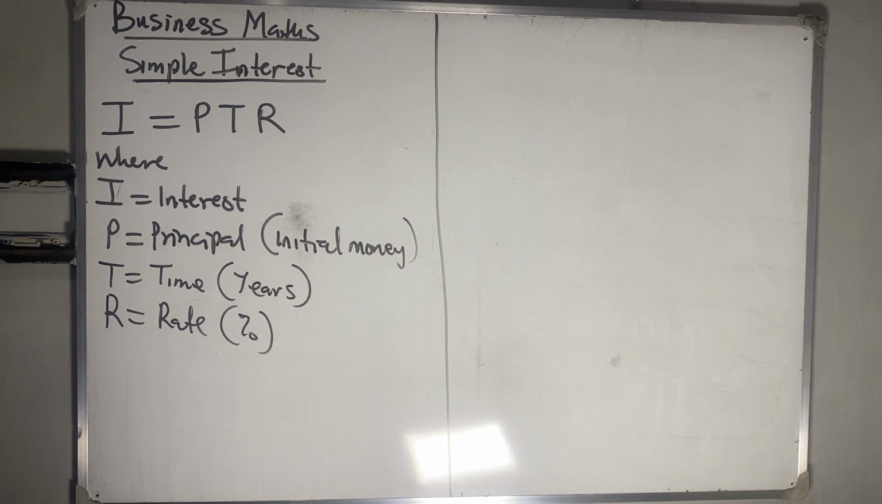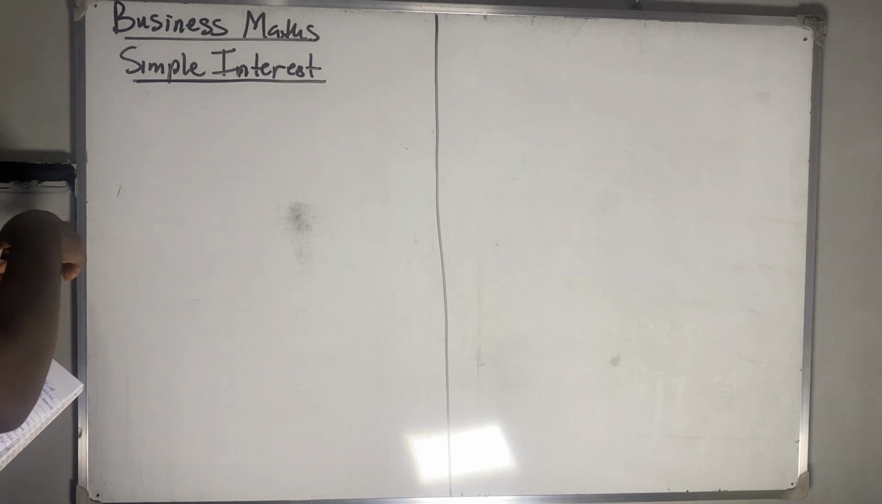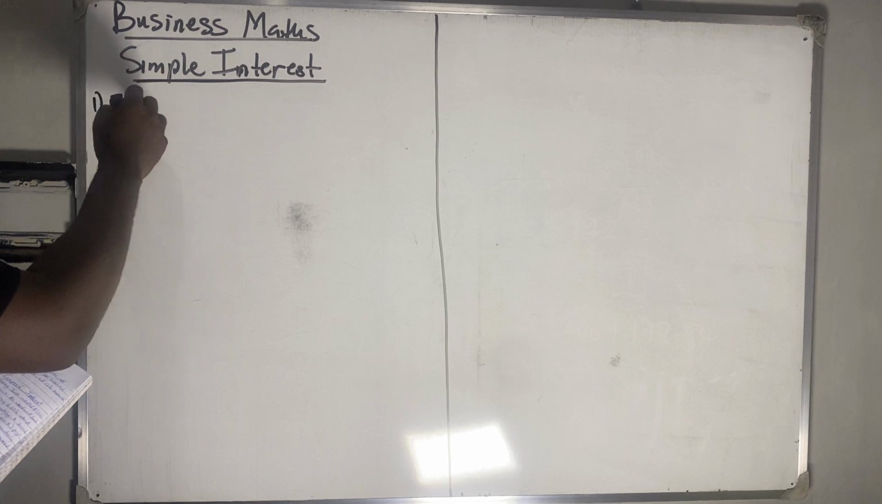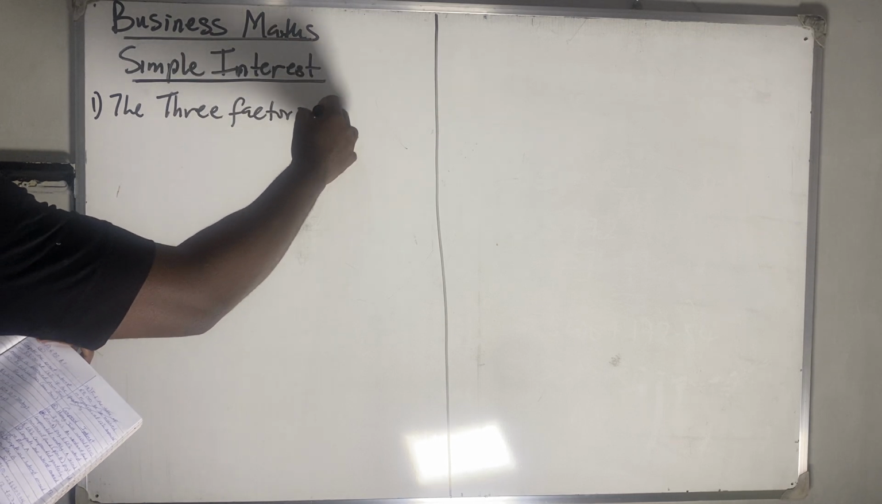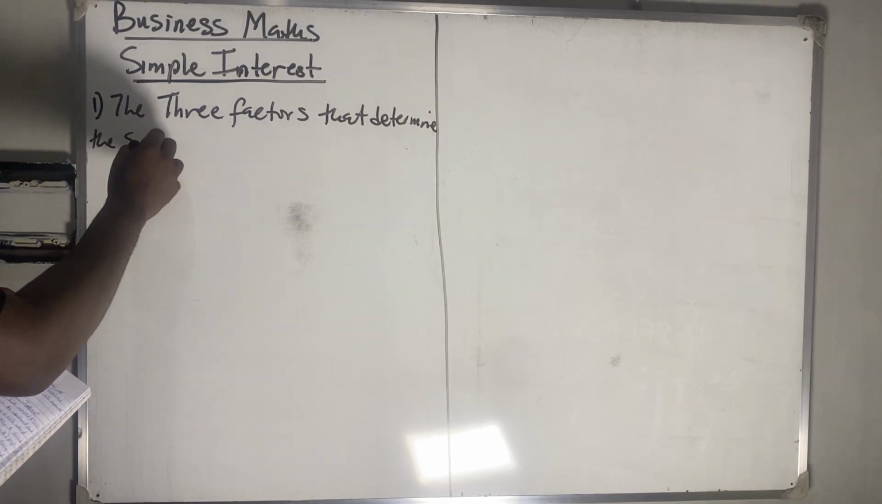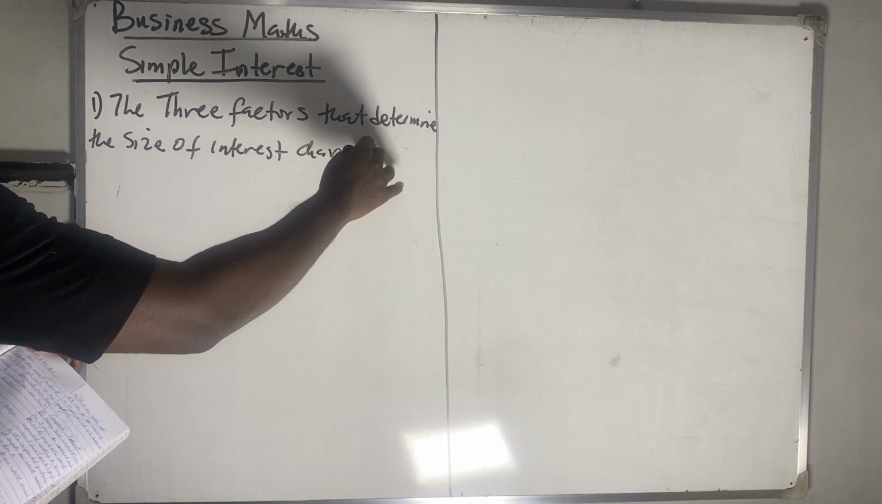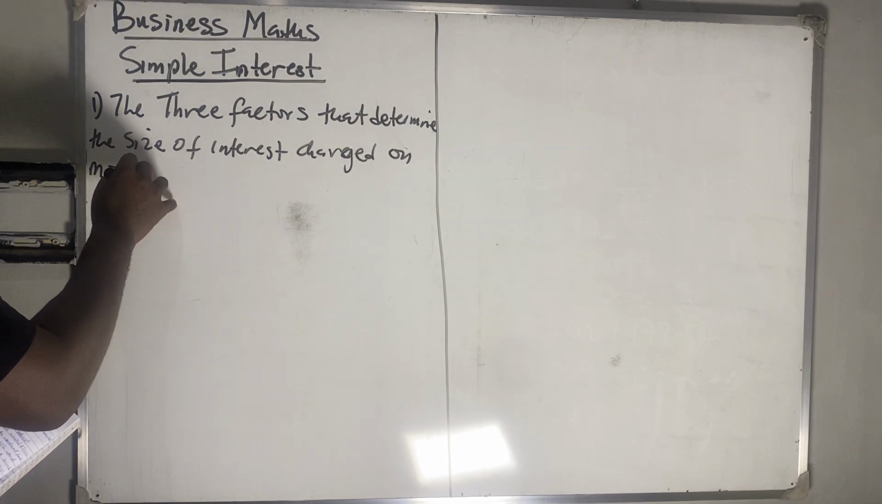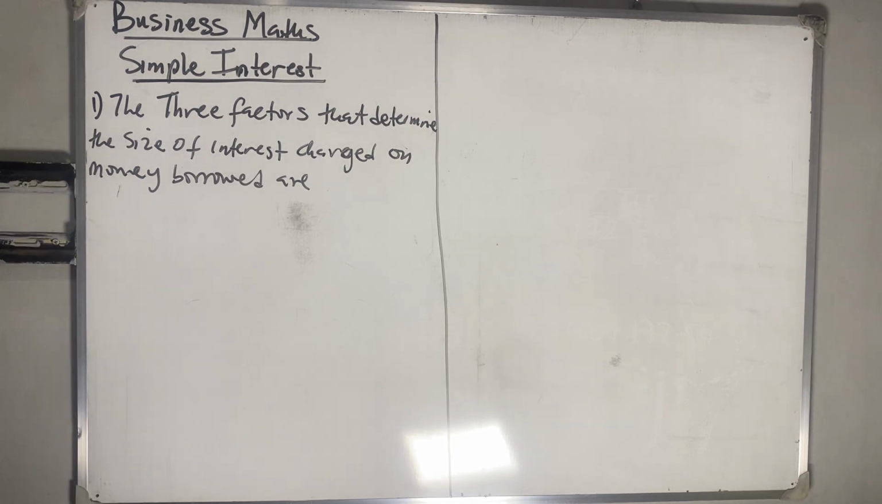So let's now solve some calculations to illustrate what we have. The first question we are going to be solving, permit me to clean here. Number one question said: the three factors that determine the size of interest charged on money borrowed are... Now, the factors that are affecting the interest charged on money borrowed are gotten from the formula.